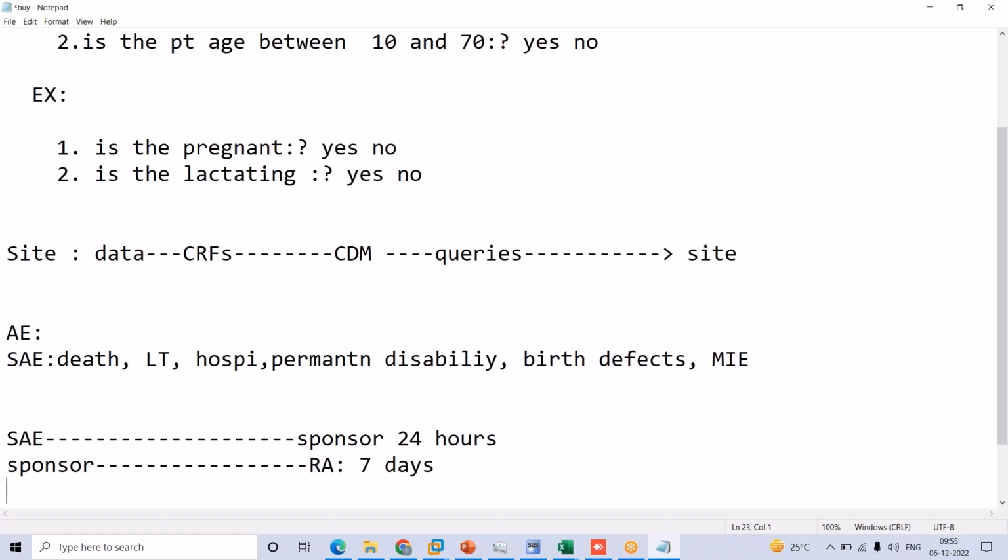So investigator to IRB. IRB stands for Institutional Review Board, also called IEC, Independent Ethics Committee. So this is within 10 days.